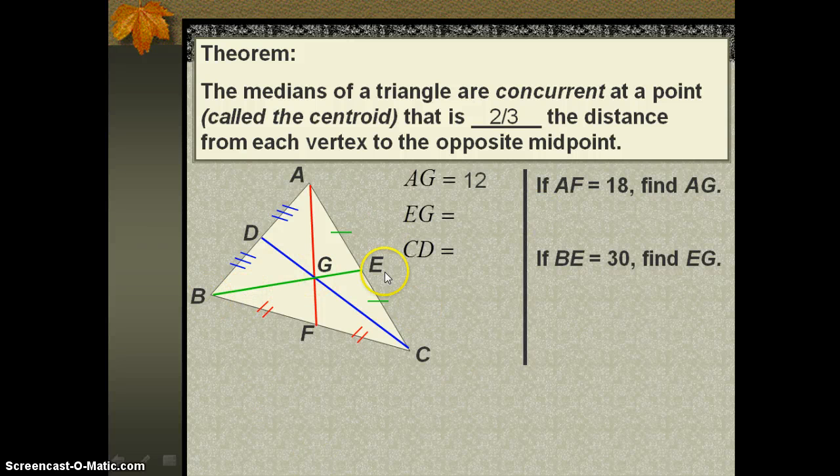So this one tells me that BE, the whole thing, is 30, and we want to find EG, that smaller part. So that's going to be the 1/3. So 1/3 of 30 is going to be 10. This one tells me that CG, the 2/3, is 4, and we need to find CD, which is the whole thing. So 2/3 of it is 4. That means that 1/3 of it would have to be 2. So if we do 4 plus 2, we get 6. So we know that CD is 6.